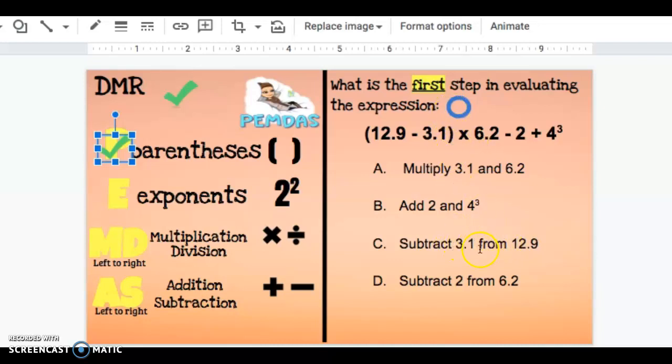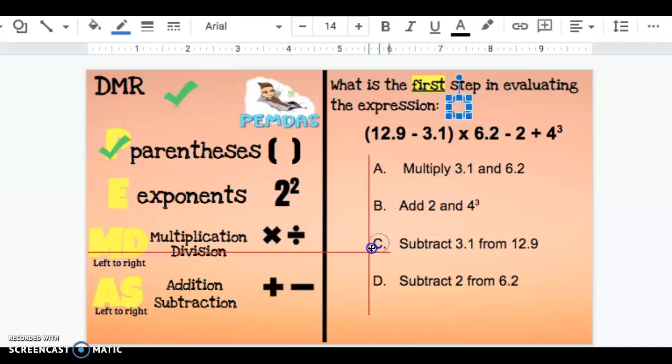We're taking 3.1 from 12.9. So we'll drag our circle over C. And then we're done. That was it. They don't want us to solve it. They just want us to have the first step.